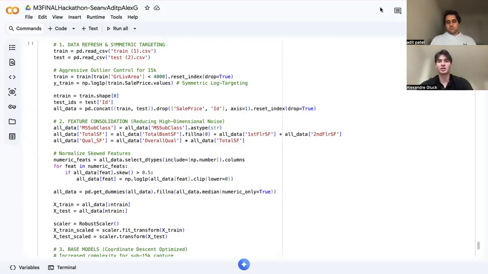This really restored our baseline and allowed us to implement symmetric log targeting to normalize the right-skewed property prices, with the goal of satisfying the linear assumption of a Gaussian target distribution. To improve performance, we moved to a weighted quad blend, which worked well, but we hit a plateau at the 17,000 mark. So we analyzed the residuals and saw the models were still struggling with the nonlinear luxury curve. That's when we pivoted to stacked generalization.